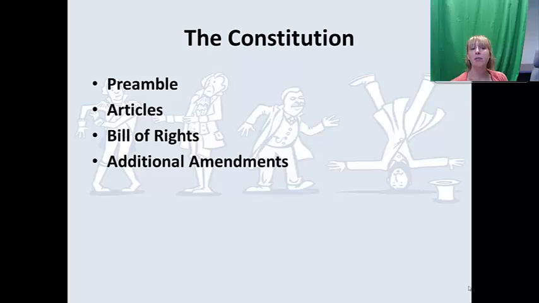And then we have the Bill of Rights and the additional amendments. The Bill of Rights being the first 10 amendments that were passed almost immediately after the Constitution as part of a compromise between the Federalists and the Anti-Federalists. And then, of course, all the amendments that have come thereafter.